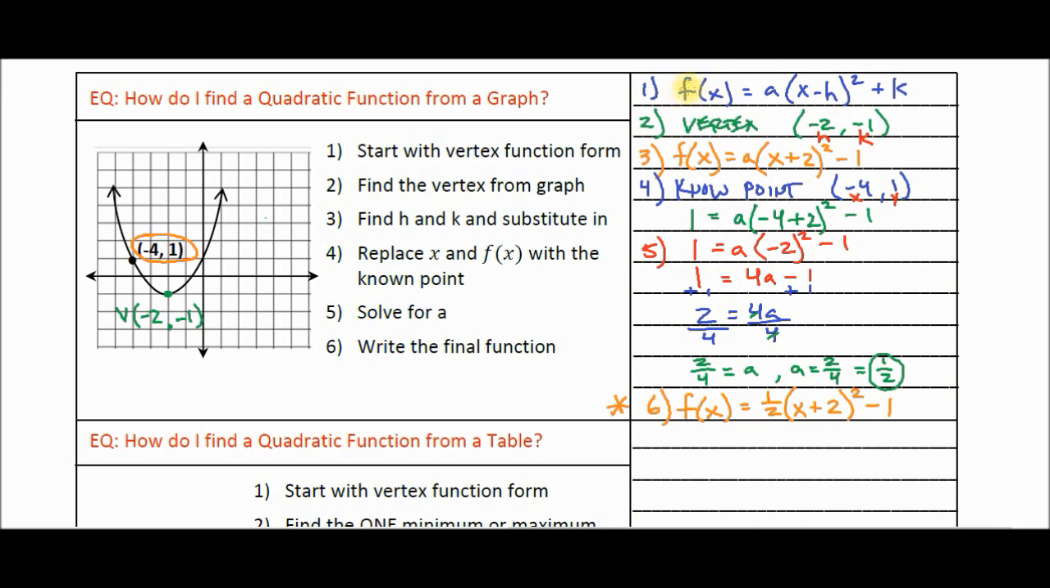Class, on this one, again, this is one of the most difficult things you will do in this section. Learn these steps. They're very straightforward. Find the vertex, plug it in, take the known point, plug it in. That will always give you an equation with everything filled out except for the value of a. Use your Integrated Math 1 algebra skills to solve for a, and then once you find a, you know h, and you know k. Plug those 3 values in and your function is complete.